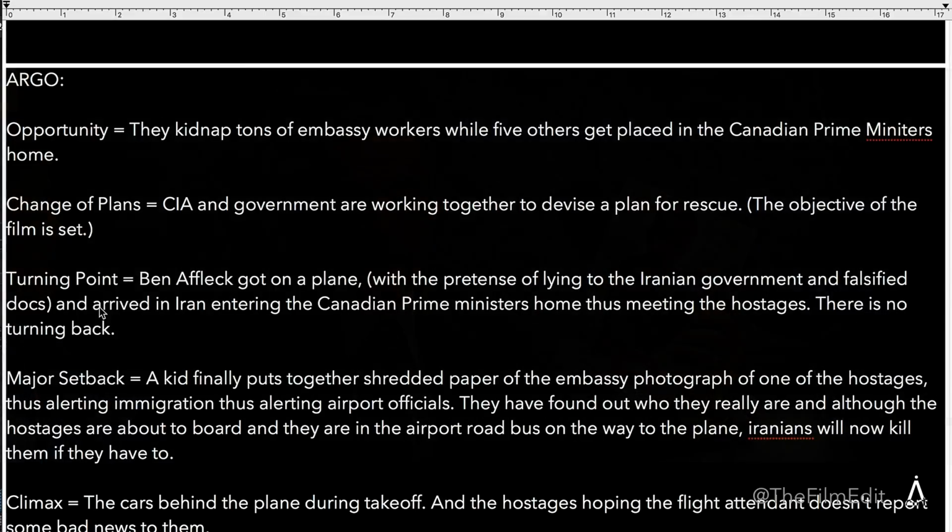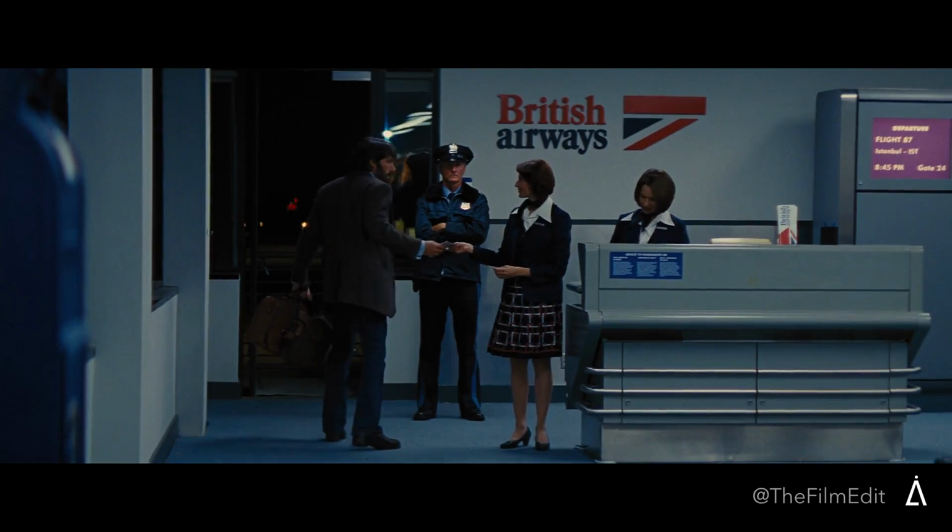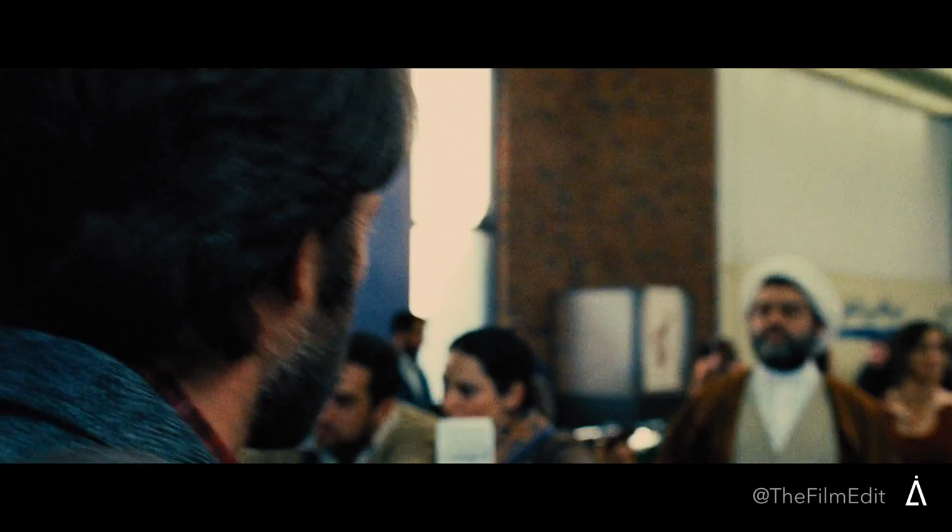Turning point, scene 3. Ben Affleck gets on the plane and with the pretense of lying to the Iranian government and falsifies docs, and arrived in Iran, entering the Canadian Prime Minister's home, thus meeting the hostages. There is no turning back.